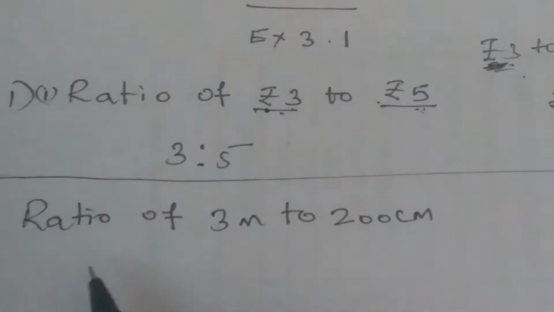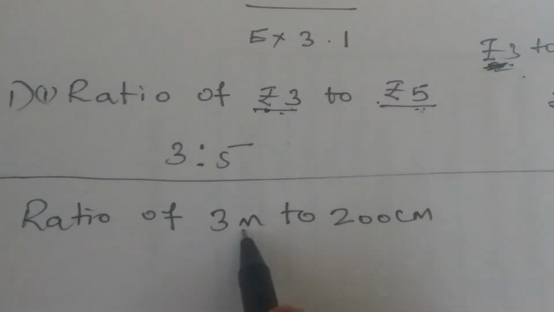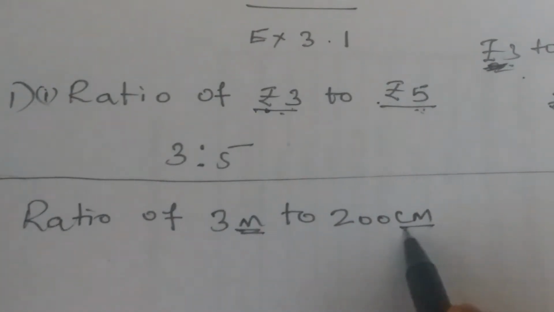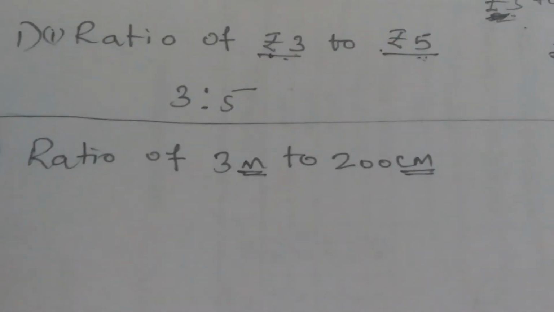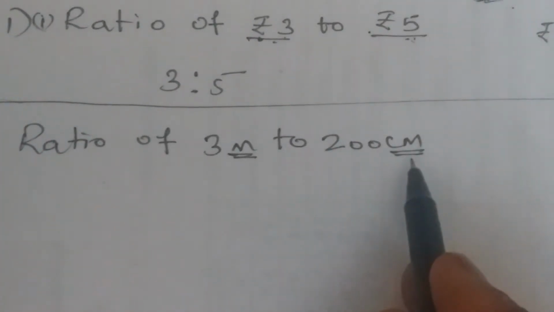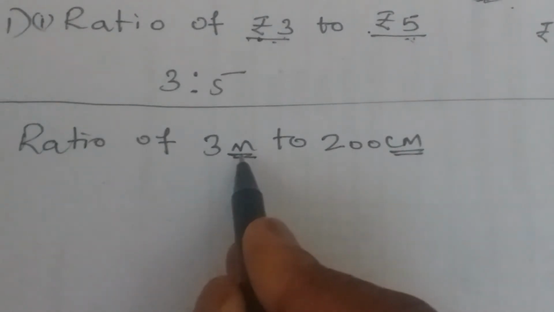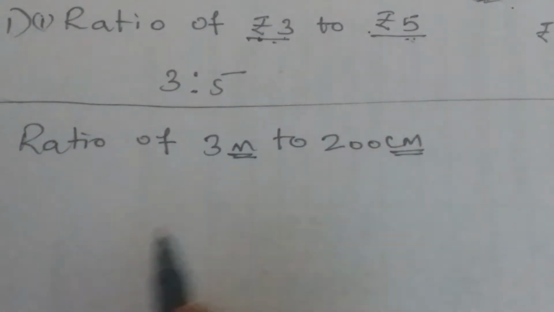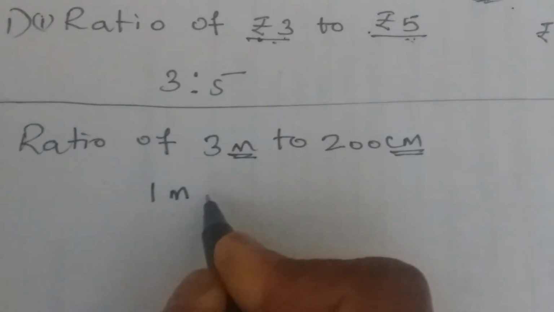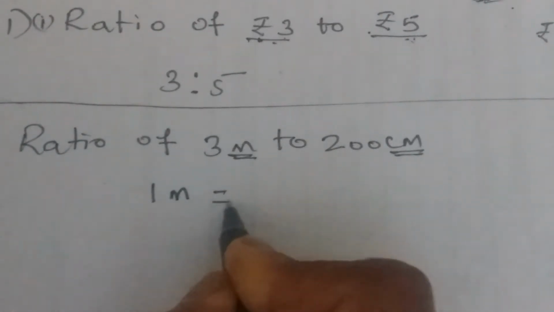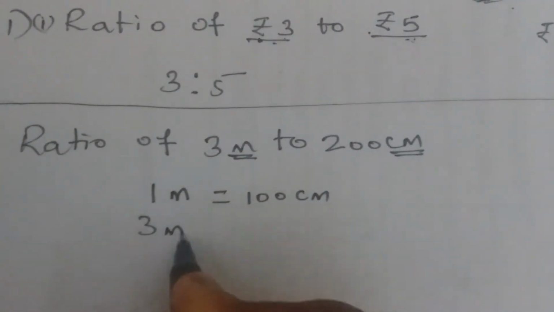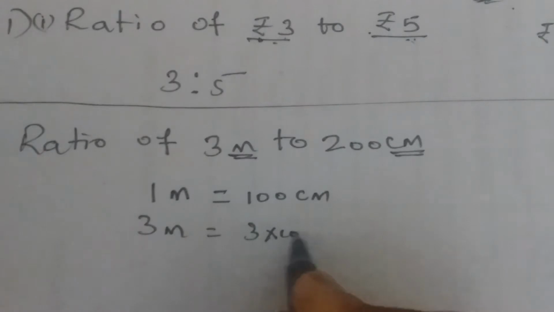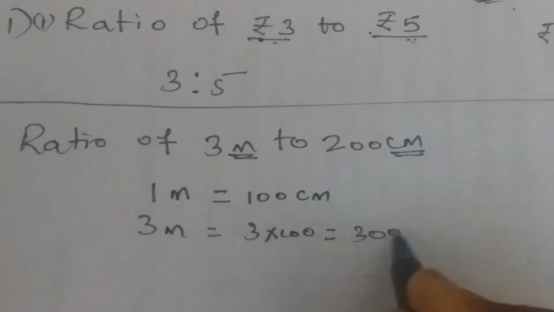The second one, ratio of 3 meters to 200 centimeters. Look at the units here. 3 meters, 200 centimeters. Are they the same? No, the units are different. So before you find the ratio, we have to change the units into the same. Converting meter, the greater unit, to the smaller unit is very easy. We all know the table of length. 1 meter is equal to 100 centimeters. Therefore, what is 3 meters? 3 into 100, which is 300 centimeters.